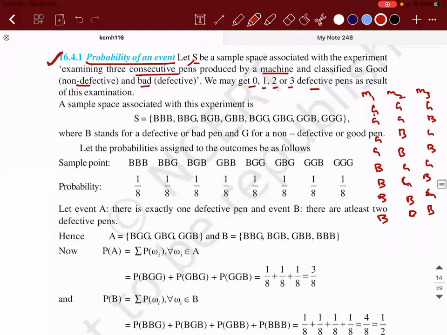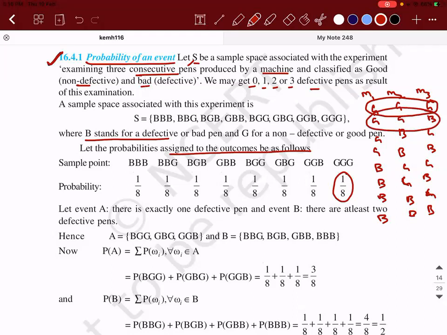Now, what are they asking? B stands for defective. Now we need to find the probabilities assigned to the outcomes. So what is the probability of getting all 3 pens to be good? It is 1 by 8. Each outcome in the sample space, each singleton, will have a probability. Each one is an equally likely event, so everything will have the same probability. Are you guys able to understand what they're trying to say?